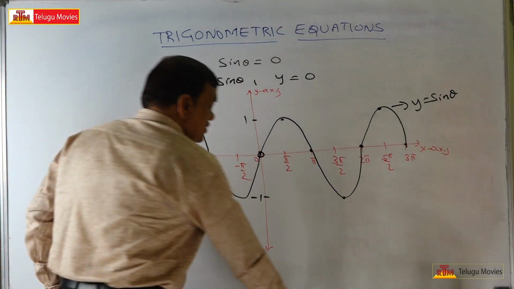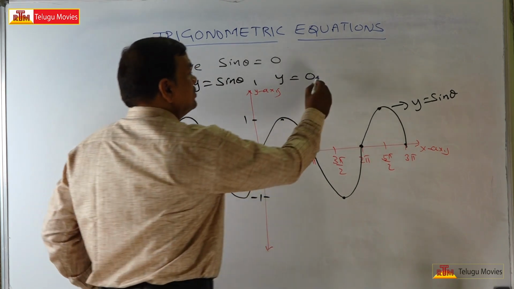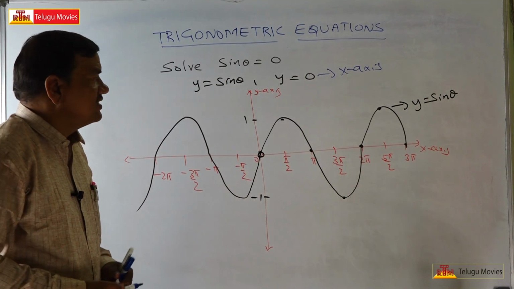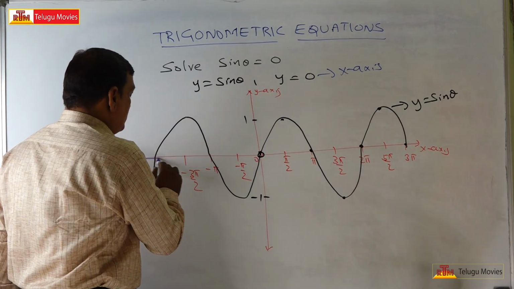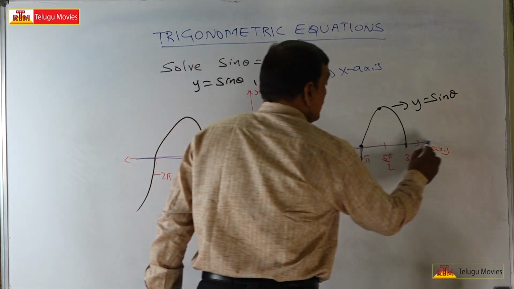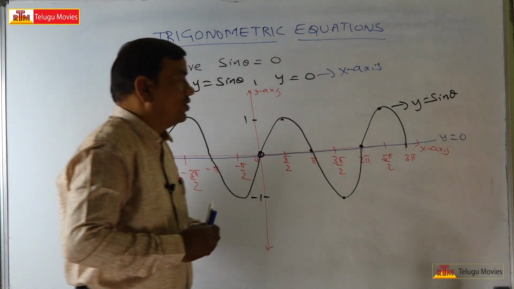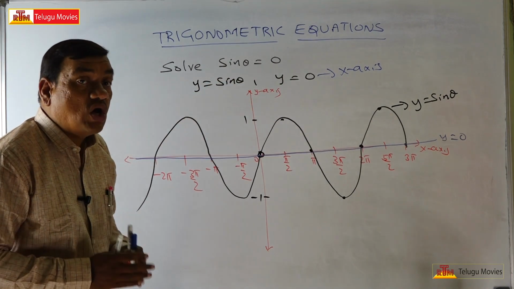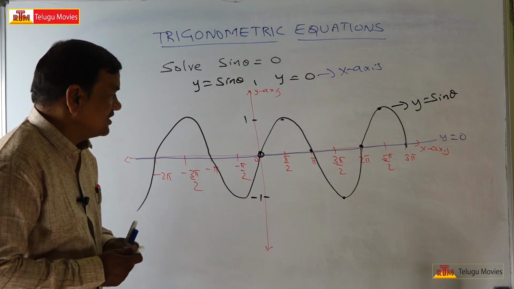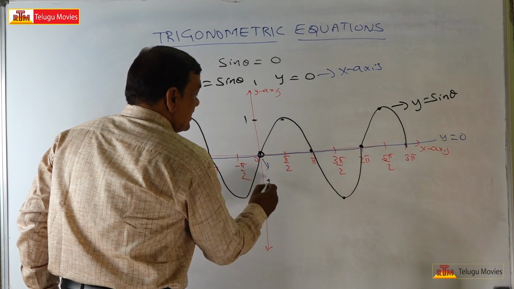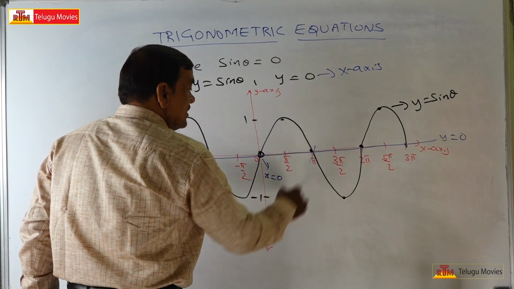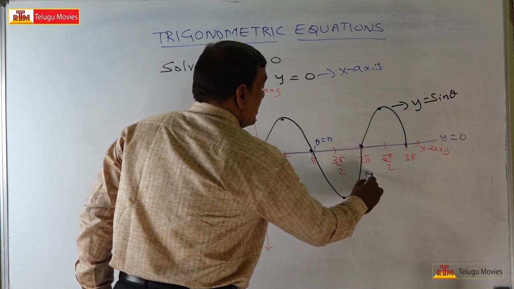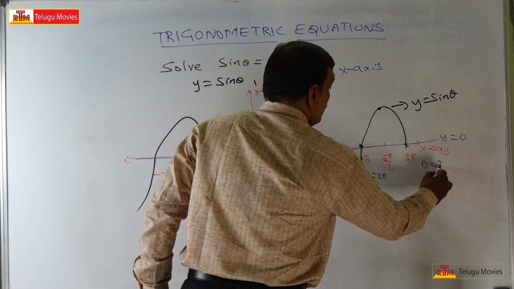Now what about the graph of y is equal to 0? Everybody knows this is nothing but the x-axis. The equation of the x-axis is y is equal to 0. So observe those two graphs, y is equal to sin theta and y is equal to 0. Observe the points where these two graphs intersect. They intersect at theta is equal to 0, here theta is equal to pi, here theta is equal to 2 pi, here theta is equal to 3 pi, and so on.